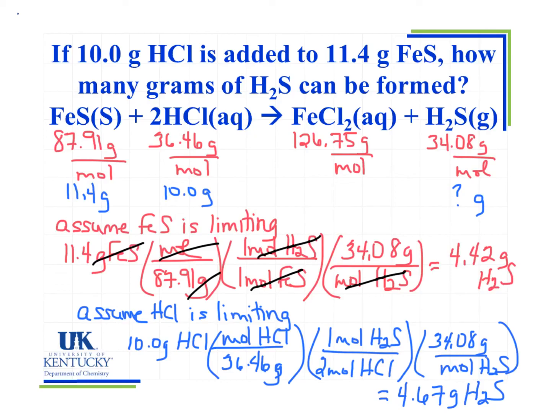So I see that the iron sulfide is my limiting reagent. This is the maximum amount of product that I can produce because I run out of the iron sulfide before I consume all of the HCl.